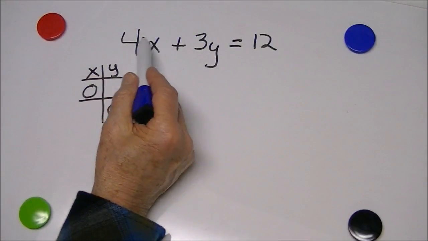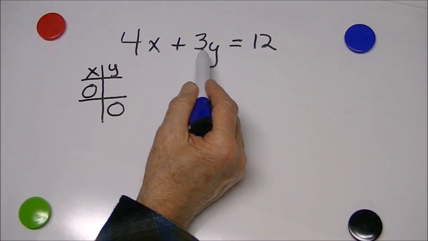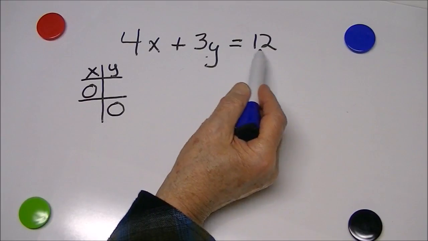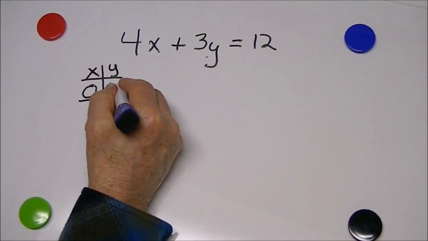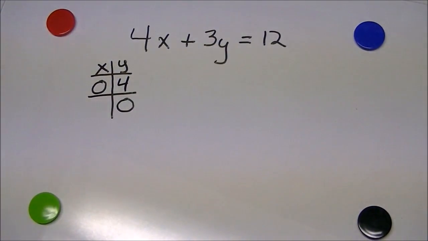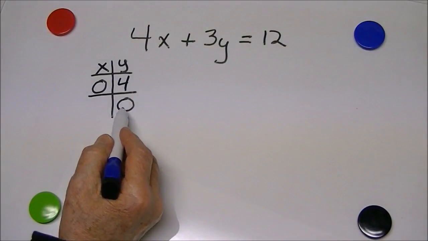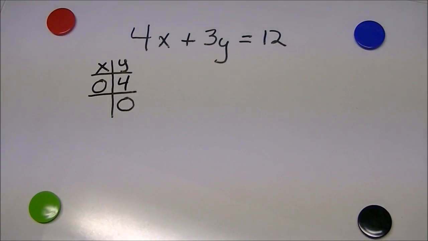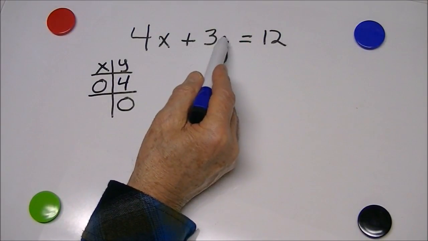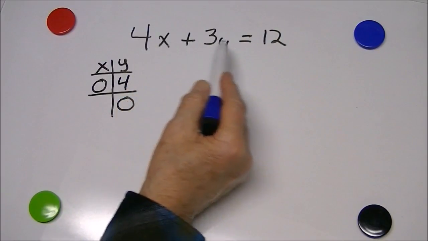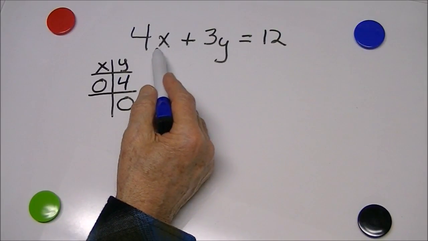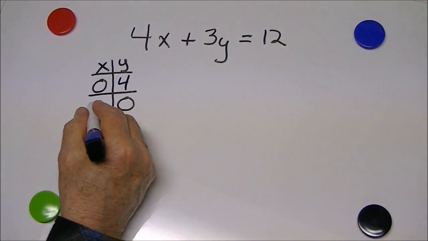Well, if X is a 0, 4 times 0 is 0, 3Y equals 12, we're going to divide both sides by 3, and we get Y equals 4. All right, now do the same thing for if Y is a 0. So if Y is a 0, 3 times 0 is 0, we then get 4x equals 12. And we divide each side by 4, and we get x equals 3.